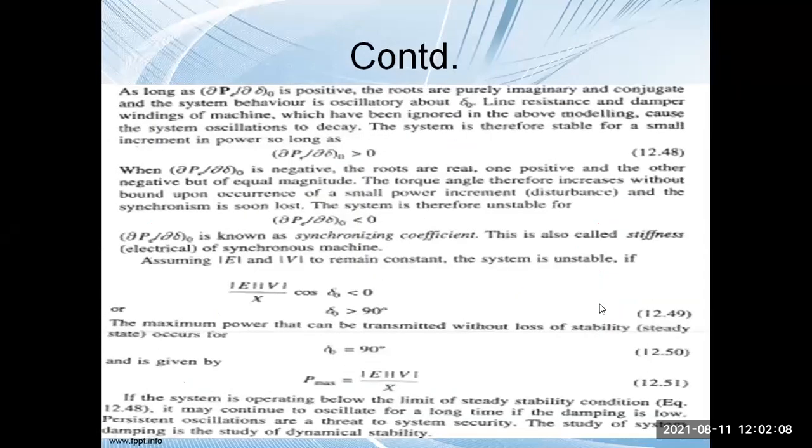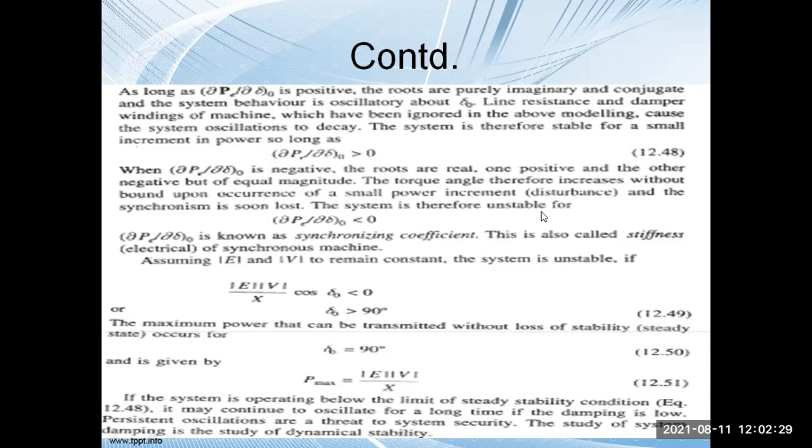So as long as this delta P by delta delta is positive, the roots are purely imaginary and conjugate, and the system behavior is oscillatory about delta zero. So I told you that it will be basically oscillatory in nature. Line resistance and damper winding of the machine, which have been ignored in the above modeling, cause the system oscillation to decay.